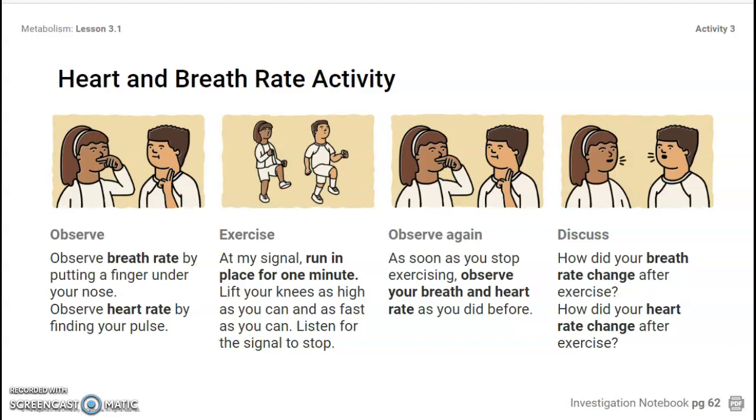If you want, grab a scratch sheet of paper and jot them down quickly so that you can compare your beginning breath rate and heart rate to your ending heart rate and breath rate. And you want to see how they changed after you exercise.